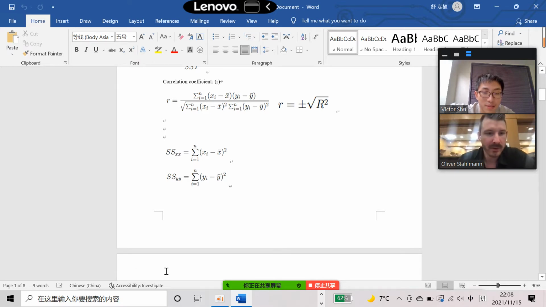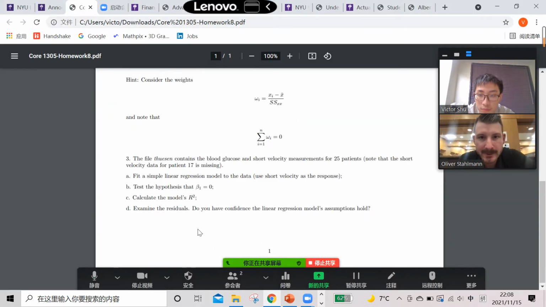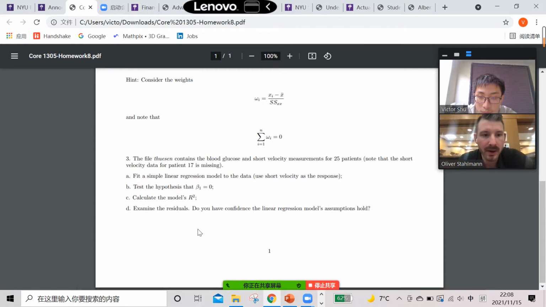Number 3. So for number 3, I fit a linear regression model to the data using Minitab. I'm not super sure how to test the hypothesis, but I have an idea and I want to run it by you. Minitab already calculated R squared for me. Are you expecting more than that? No, but I expect you to calculate R squared manually in the first question, because there you only have 5 observations and it's very easy to do by hand.